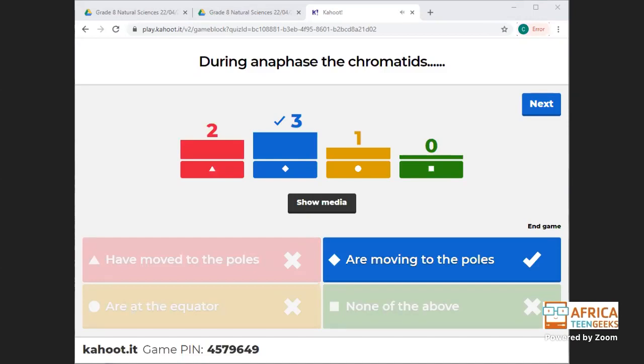Okay, so three of us got it correct. Guys, are we six now? What happened to the other person who was seven? Okay, are moving to the poles. That is correct. And have moved to the poles, no, it's a process where they are moving to the poles. And then we have one, which is at the equator. Remember, at the equator is during the second phase, which is called the metaphase.